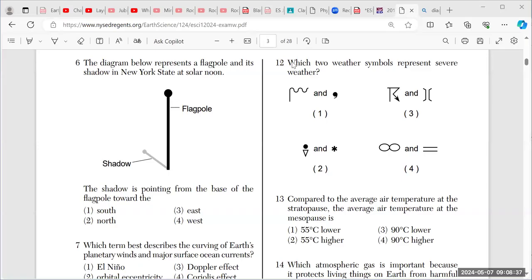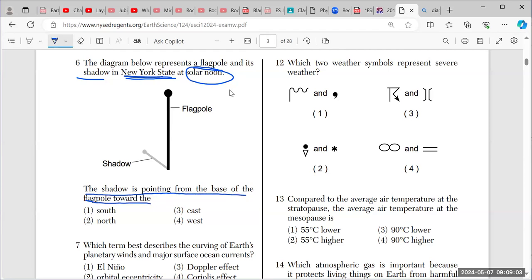All right, everybody. So we are looking at number 6 of the January 2024 Earth Science Regents. Number 6 says the diagram below represents a flagpole and its shadow in New York State at solar noon. It says the shadow is pointing from the base of the flagpole towards the what?